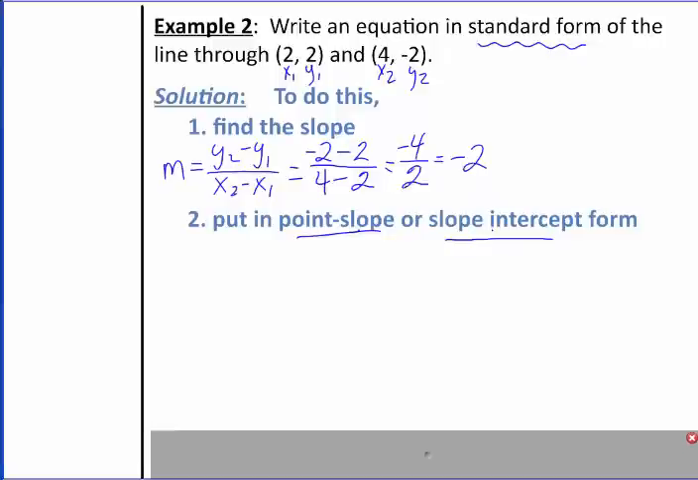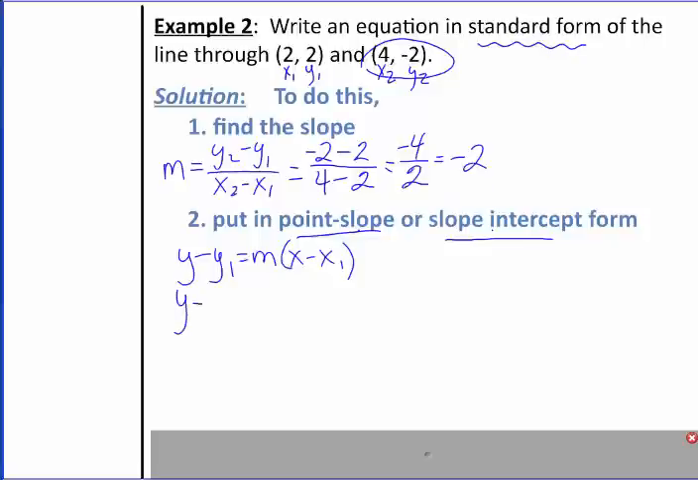So let's start with our point-slope form. That's y minus y1 equals m times x minus x1. We already found our slope is -2, and then we need a point. You pick one of the points from the top, it doesn't matter which one. I'm going to go ahead and use that one.